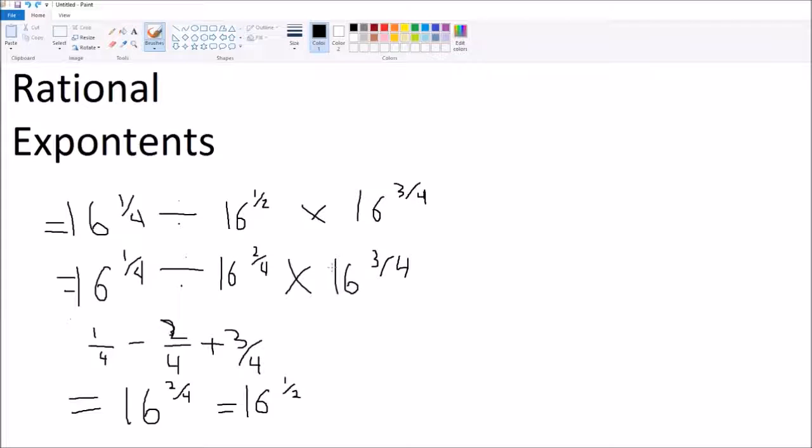If you try to turn this into a radical, this basically becomes the square root of 16, which is 4. Either way, if you put in your calculator 16 to the power of a half, or the square root of 16, you will always reach the same answer, because technically both of these are equal.